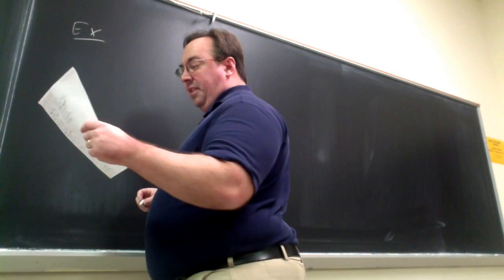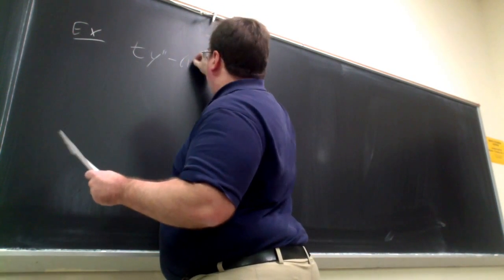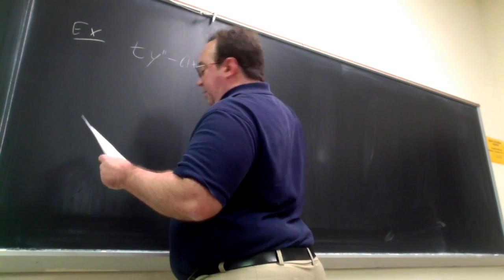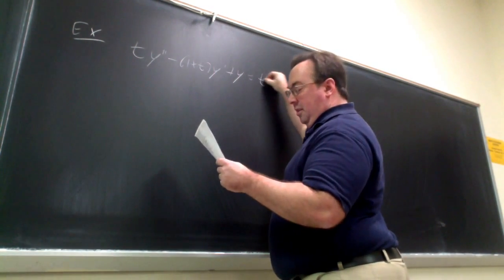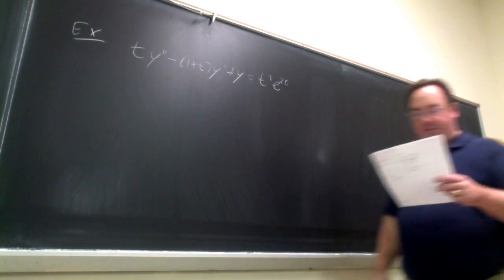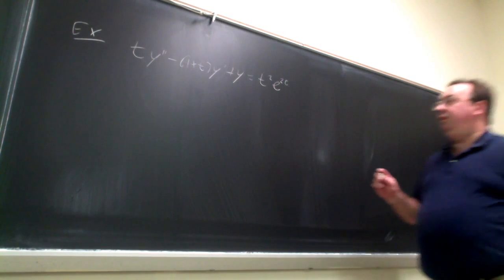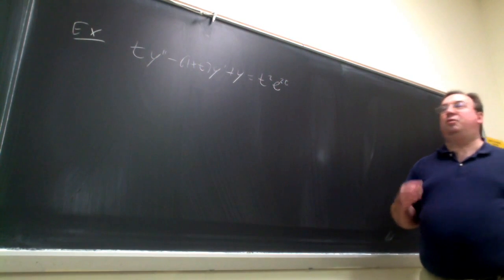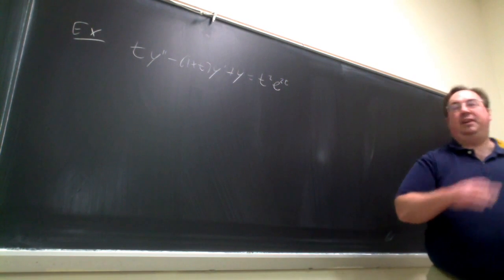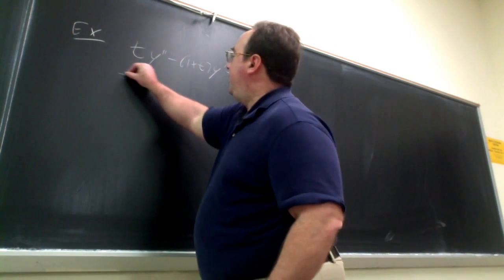Okay, so we have t y double prime minus (1 plus t) y prime plus y equals t squared e to the 2t. Right, and we're not going to bother with initial conditions in this case. But it's important to get this in the right form. Everything I did on the previous board had y double prime plus other things. So y double prime needs to be isolated, so you need to divide by t.